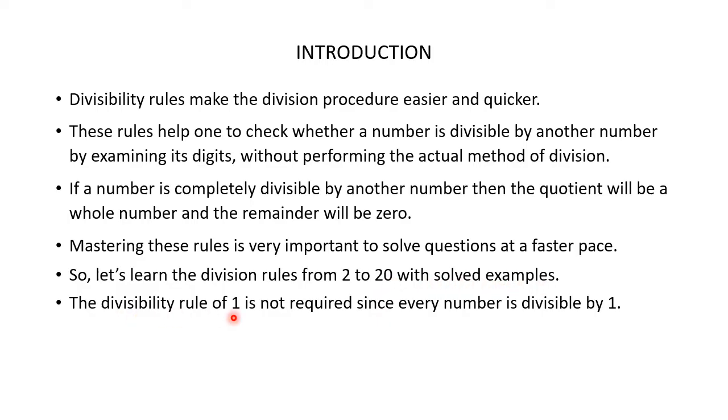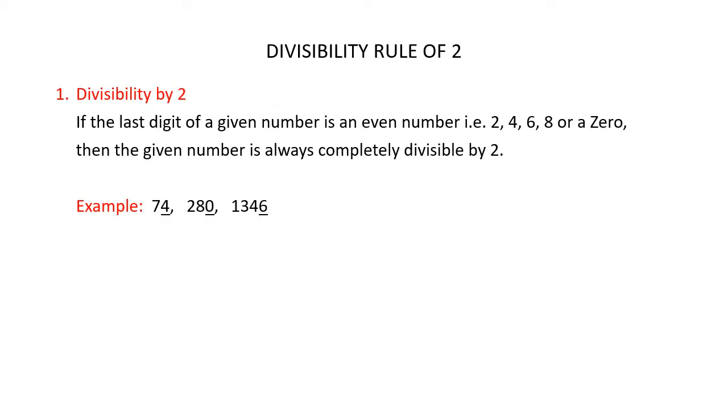The divisibility rule of 1 is not required since every number is divisible by 1. Divisibility rule of 2. If you have to know whether the given number is divisible by 2 or not, check the last digit of the given number. If the last digit of the given number is an even number, that is 2, 4, 6, 8 or 0, then the given number is always completely divisible by 2.